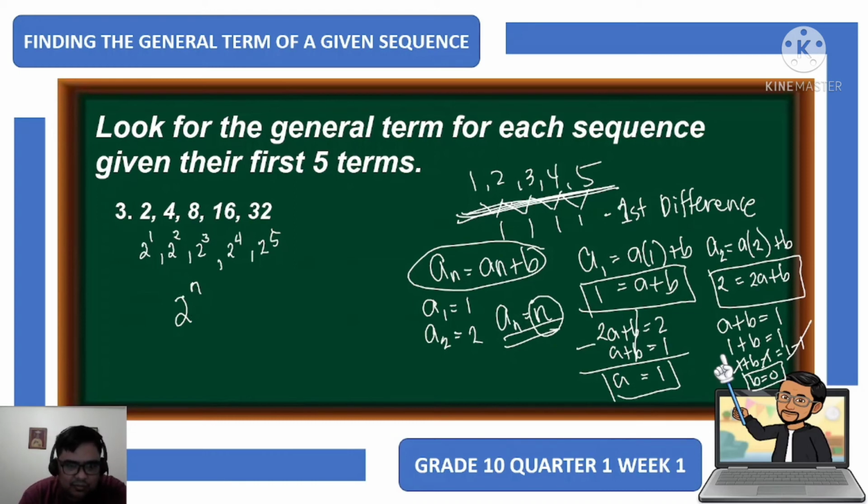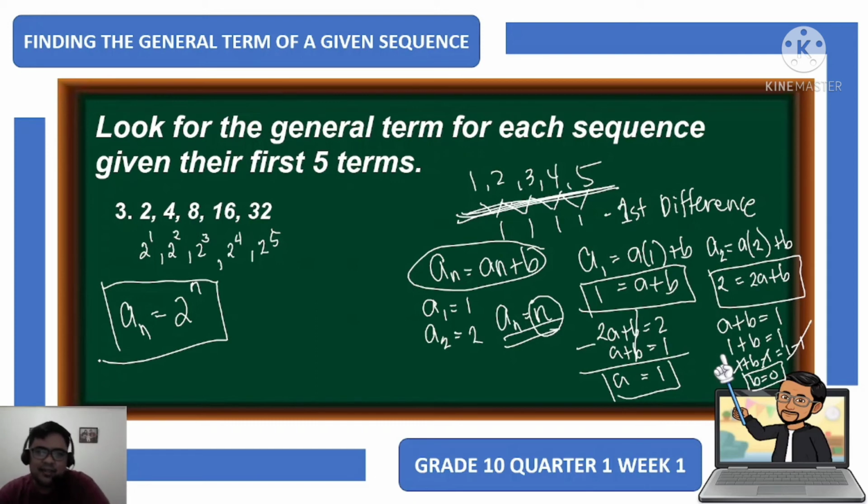So, therefore, ito na yung magiging answer. 2 raised to n talaga siya. So, a sub n is equal to 2 raised to n. Okay? Kasi wala namang kasama si n. Let's say, for example, n plus 5 yan, hindi 2 raised to n plus 5 dapat, since ang nakuha lang natin, a sub n is equal to n, so that will be just the equation. So, that's how we answer number 3.